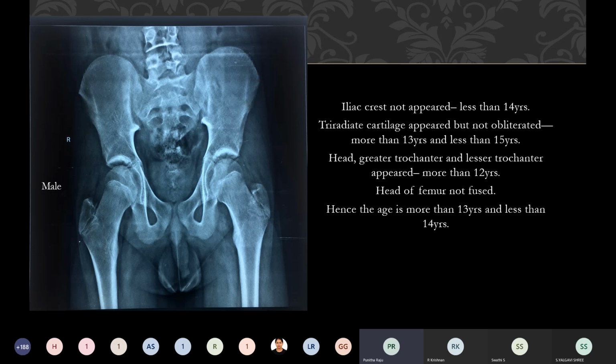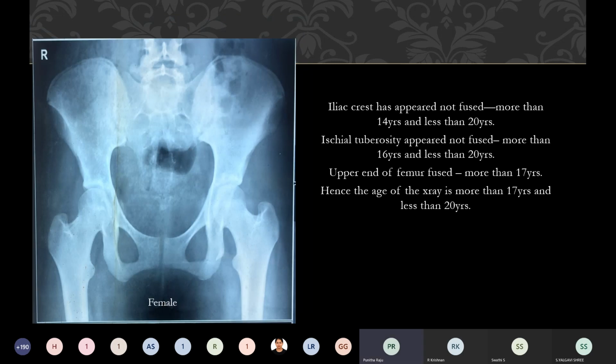Even the upper end of the femur is not fused. Once you tell the hilea crust has not appeared, there is no need to comment on the head of the femur, because that fuses a little bit later, at 17 to 18. So in this X-ray, you can tell the age is more than 13 because the triradiate cartilage has appeared, and it is less than 14 because the hilea crust has not appeared. This X-ray belongs to a male. You can see the scrotal shadow down, and even the subpubic angle is V-shaped. If you have any doubts, please ask me.